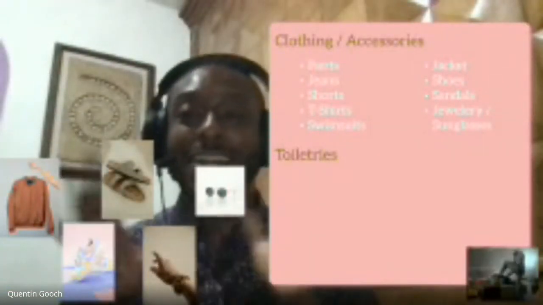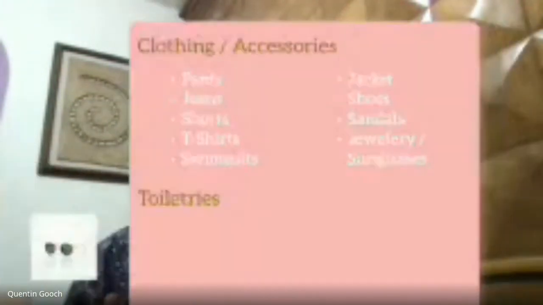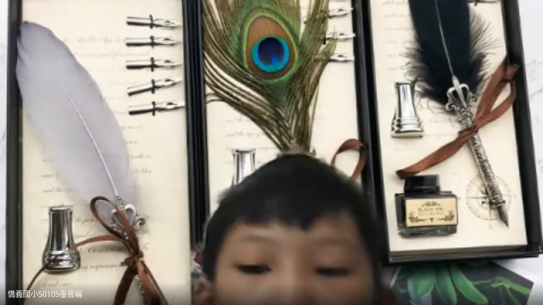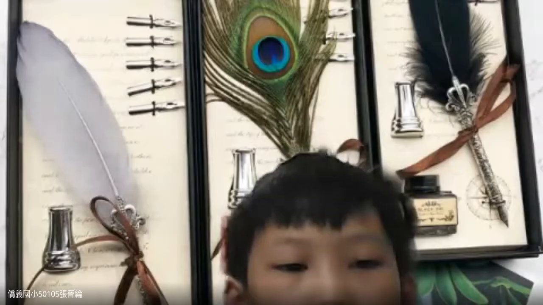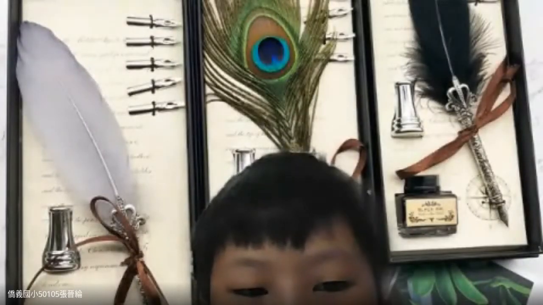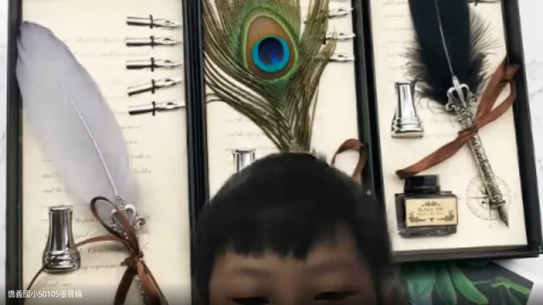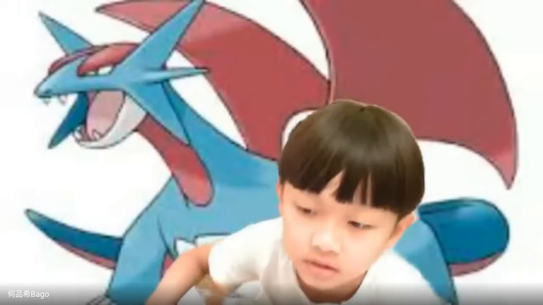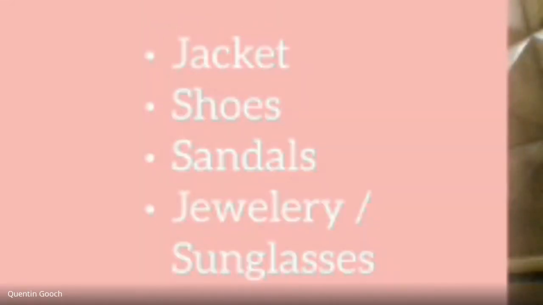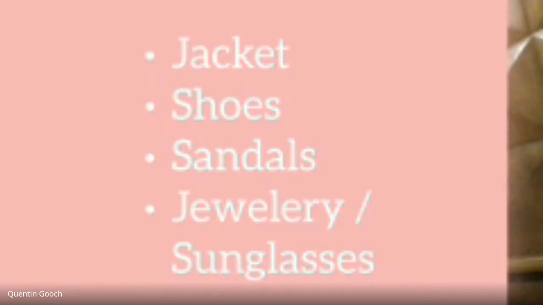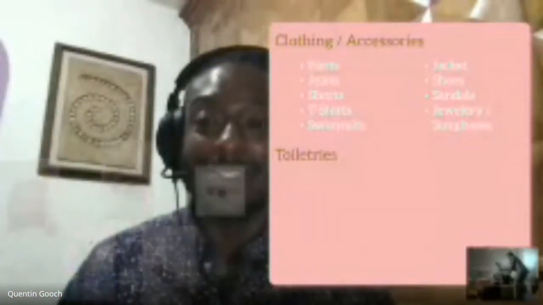All right, so our new list is jacket, shoes, sandals, jewelry, or sunglasses. Yes, jewelry or sunglasses. Very good. Okay, next group.